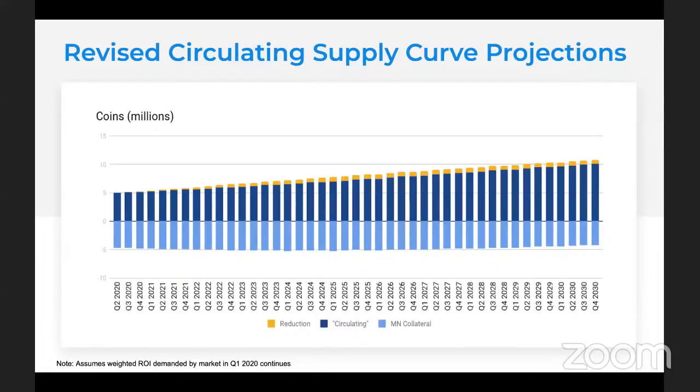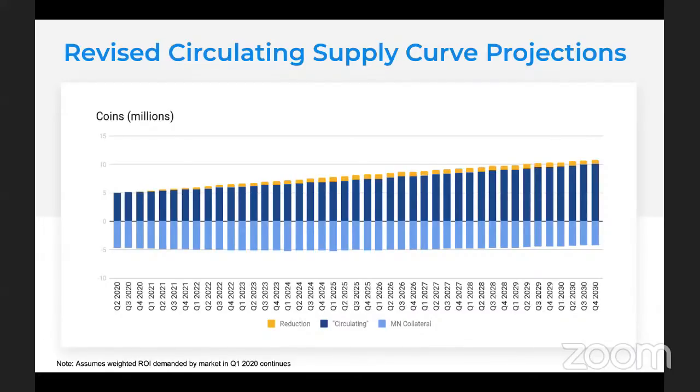And we assumed that the ROI demanded by the market continues into the future, just as the other model did. The only difference here is the masternode reward. And what we find is that it has a modest impact on the number of masternodes being created, as well as a slight reduction in the growth rate of the circulating supply.